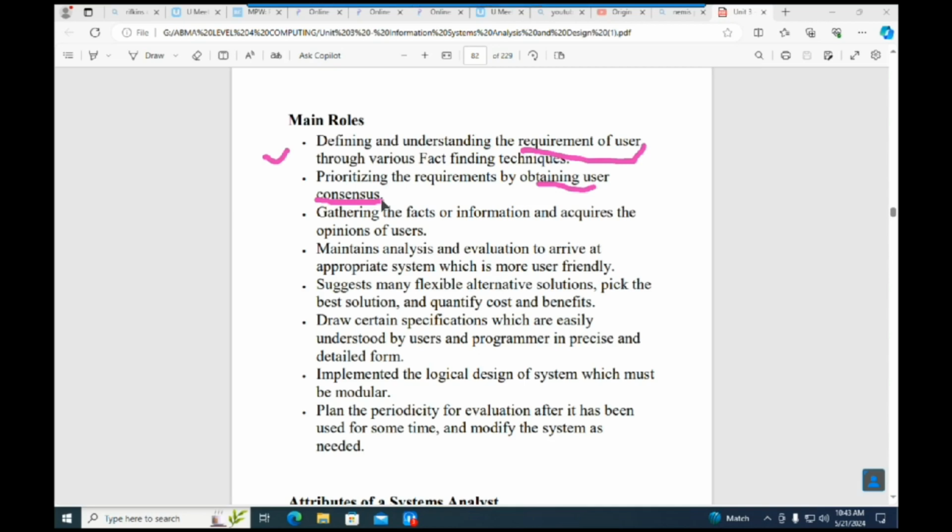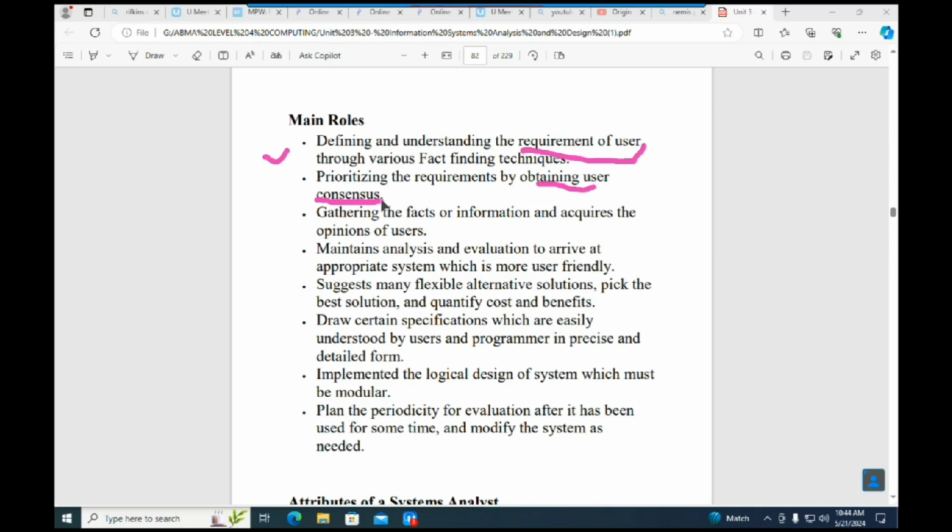Then he analyzes all the solutions and ends up picking the best solution in terms of costs and benefits. Again, he's the one who is going to come up with specifications that can easily be understood by both the users of the system and the programmers, in a format that is precise and also detailed. He's also in charge of implementing the logical design of the system. He's also in charge of planning the periodicity for evaluation.